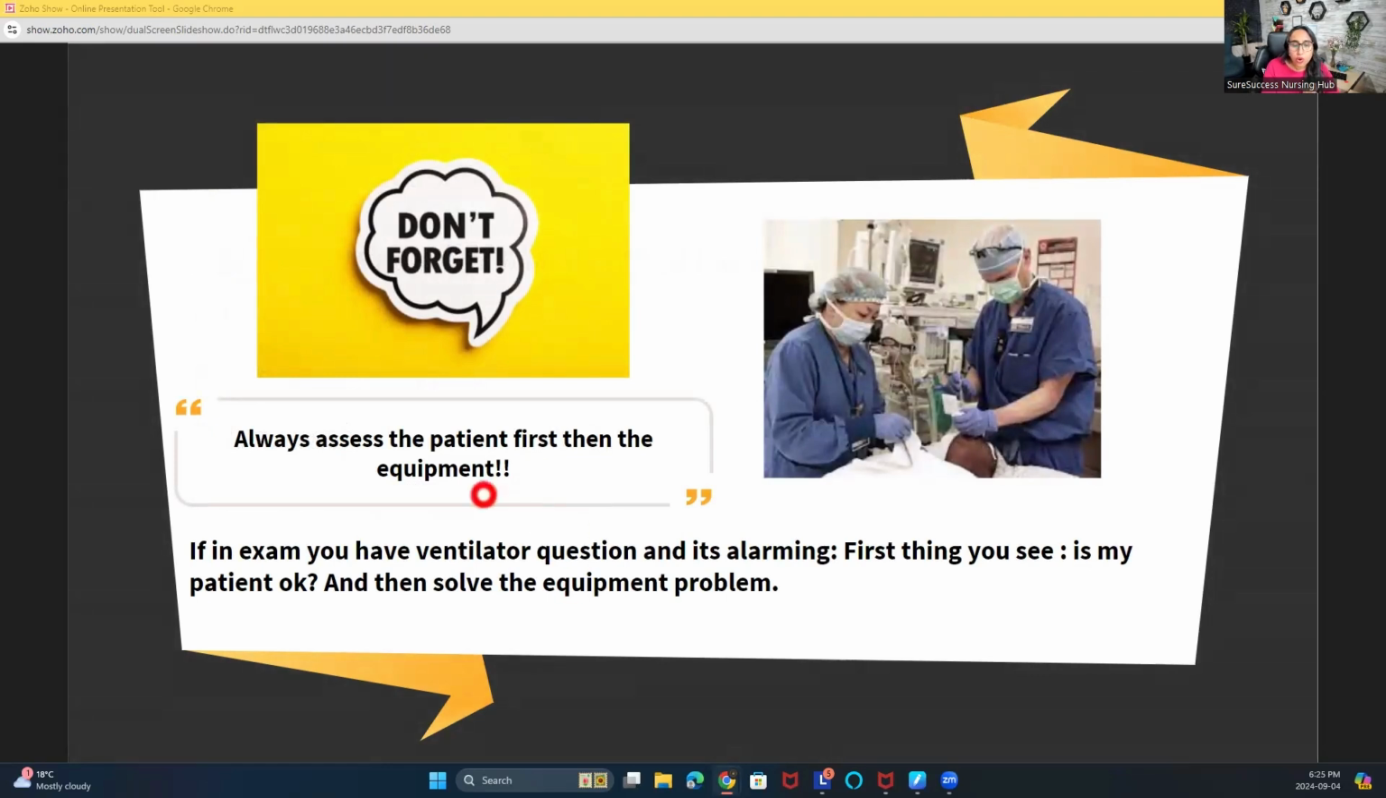Okay. So for example, if you have a ventilator question in the exam and it is alarming, first you see, is the patient okay? For example, it is having a high pressure alarm, but I'm dead. I'm not breathing in at all. Or something is choking me. You see me first and then solve the equipment problem. Any question on ventilator, students? Anyone?